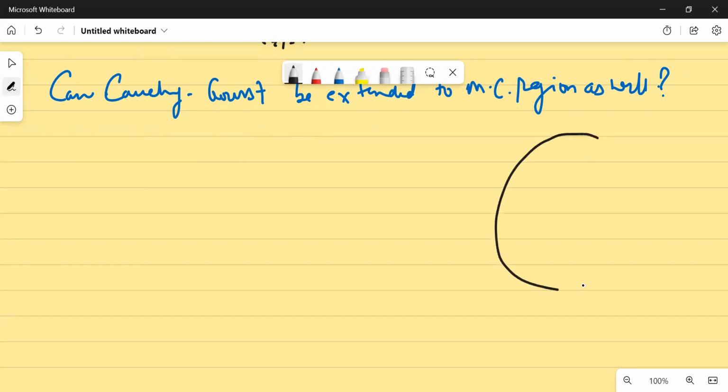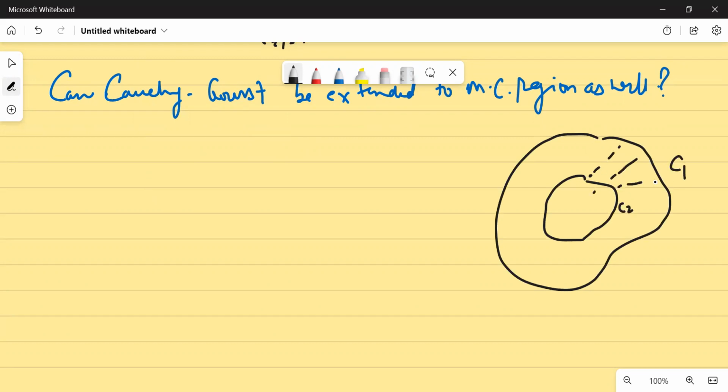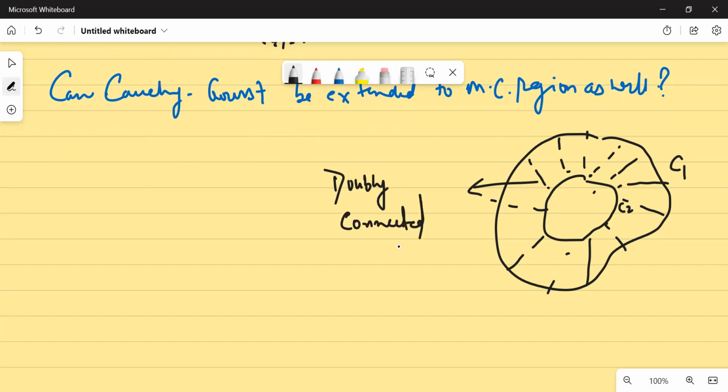So let us take a multiply connected region, let's say a doubly connected region. I made this region with C1 and C2, and I'm talking of this region. So this is clearly a multiply connected region. Precisely, this is a doubly connected region.